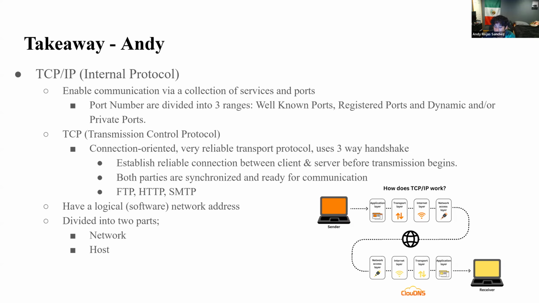TCP, the Transmission Control Protocol, is connection oriented and uses a three-way handshake to establish the connection between devices and servers before transmitting, and to synchronize the communication. And there is a logical software network address, which is divided into two parts, the network and the host.